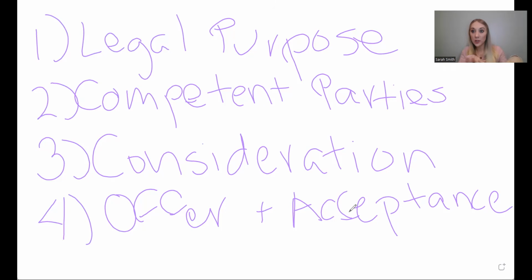So that's their offer to me. And then if I want to accept it, I would pay my premium and we would be entered into a legal contract because I accepted their offer. So any contract has to have these 4 requirements: legal purpose, competent parties, consideration, and offer and acceptance.